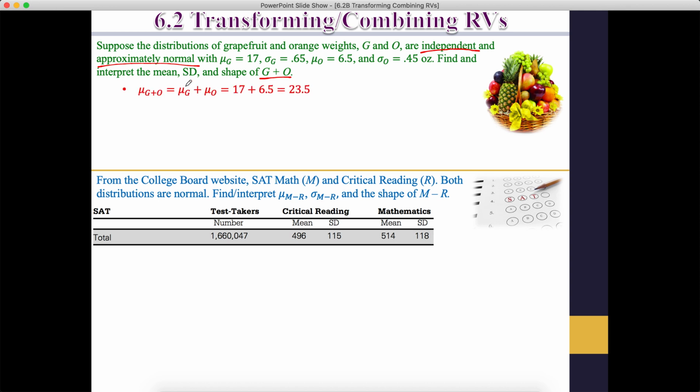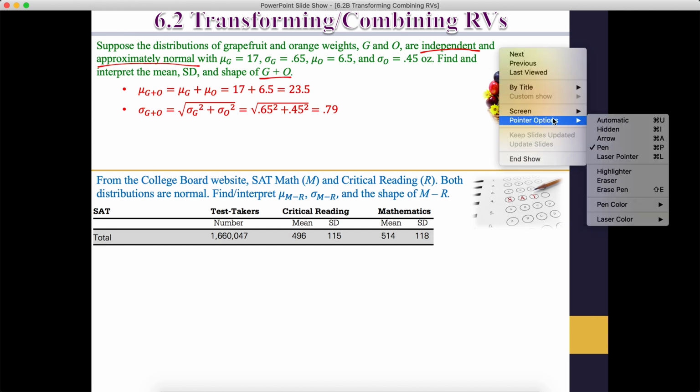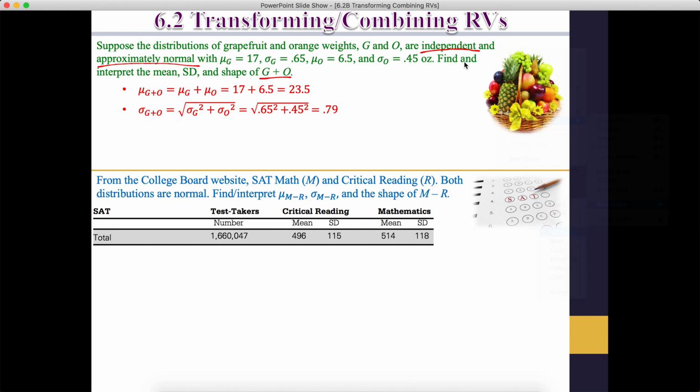So the mean would be just the sum of the means of the pieces, mu sub G and mu sub O. Easy peasy. The standard deviations, remember, because we are independent here, we can do the Pythagorean theorem essentially. That allows us to conclude this. The new standard deviation is 0.79.